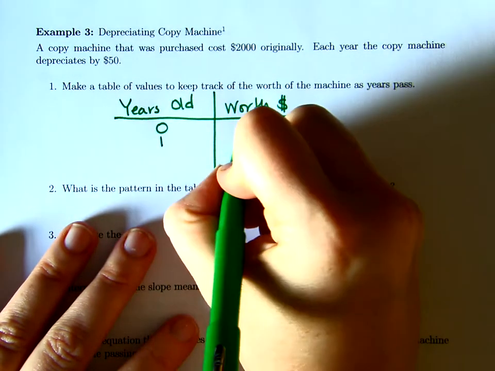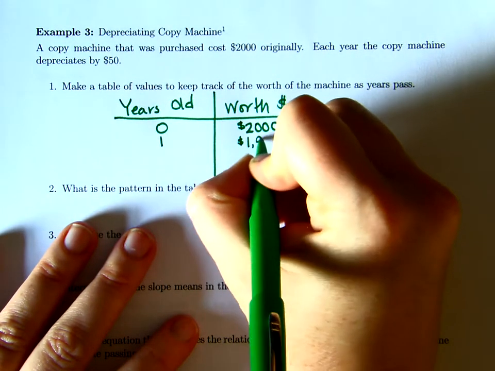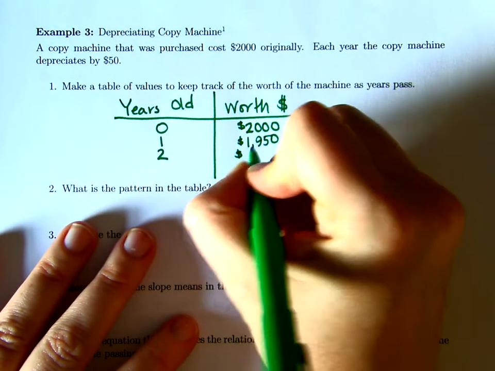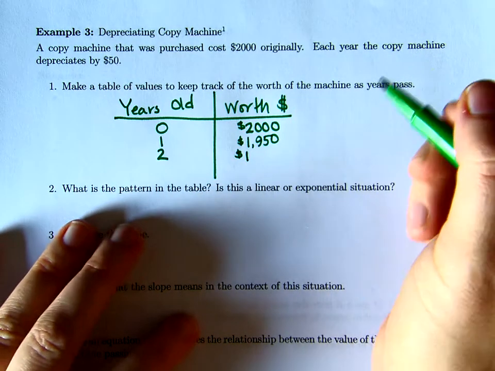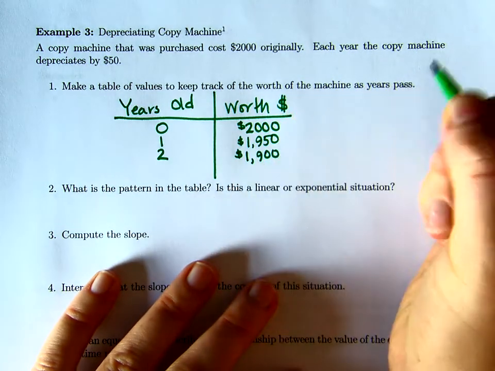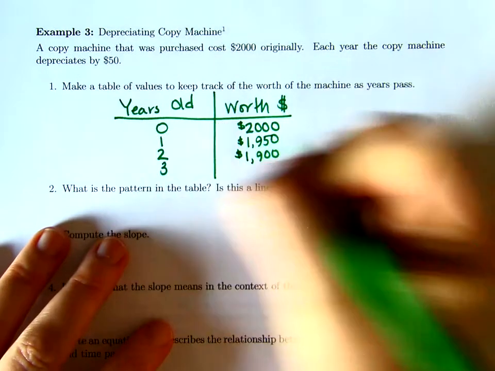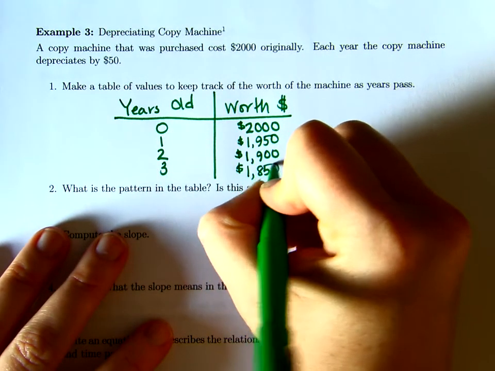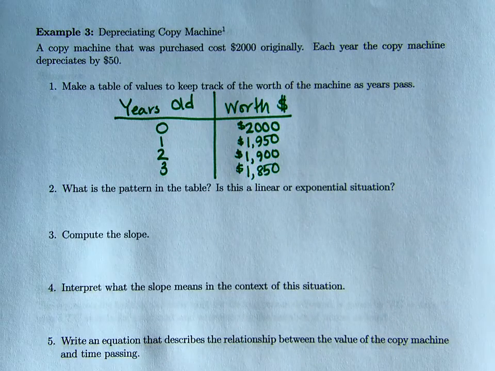If it's 1 year old, it depreciated by $50. If it's 2 years old, it just depreciated by $100. So it went down again by $50. So it's at $1,900 of worth. After 3 years have passed, now it's at $1,850 of worth because again it went down.